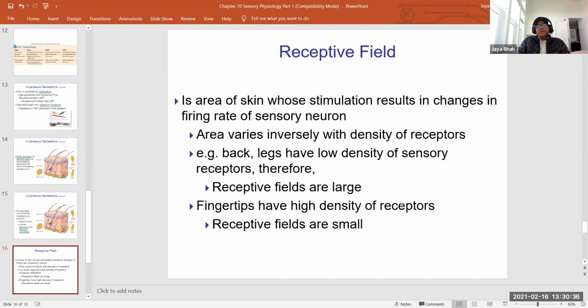Back and leg have low density of sensory receptors. Therefore, their receptive fields are large. Fingertips and face have high density of receptors. That's why their receptive fields are small. So let me draw here. So let's see.